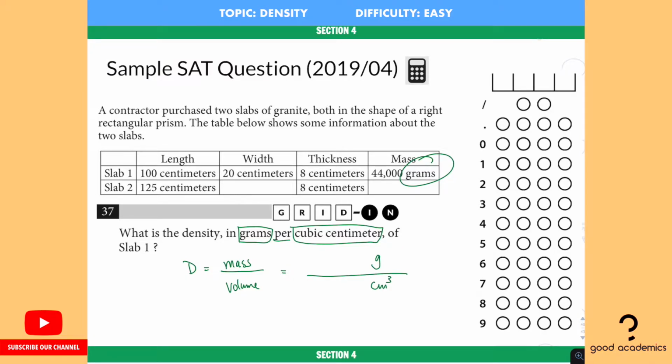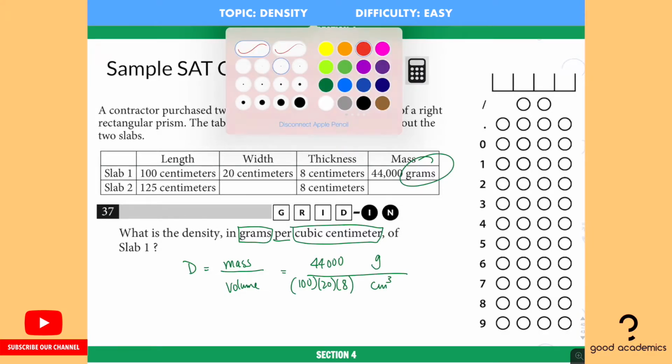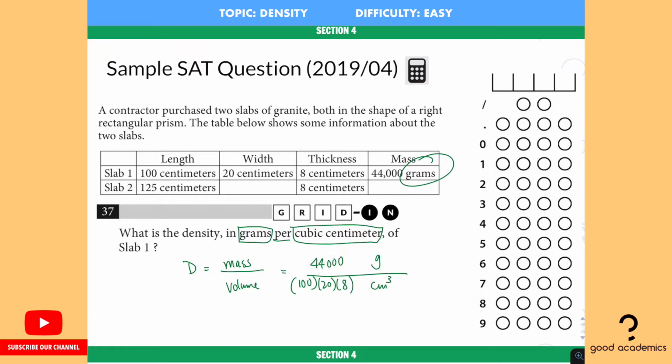So how do you calculate this? You're like, okay, let me just put in the numbers. 44,000 over 100 times 20 times 8. 100 times 20 times 8 would be the volume: length times width times the thickness, or the height of it. Now, you can just use a calculator, but I'm going to show you how to not use a calculator to calculate this and it will still be fine.